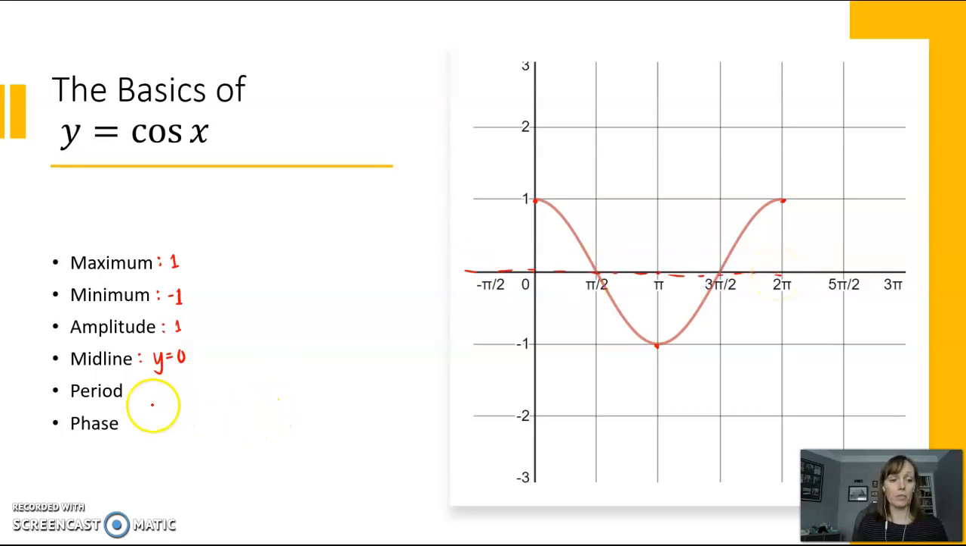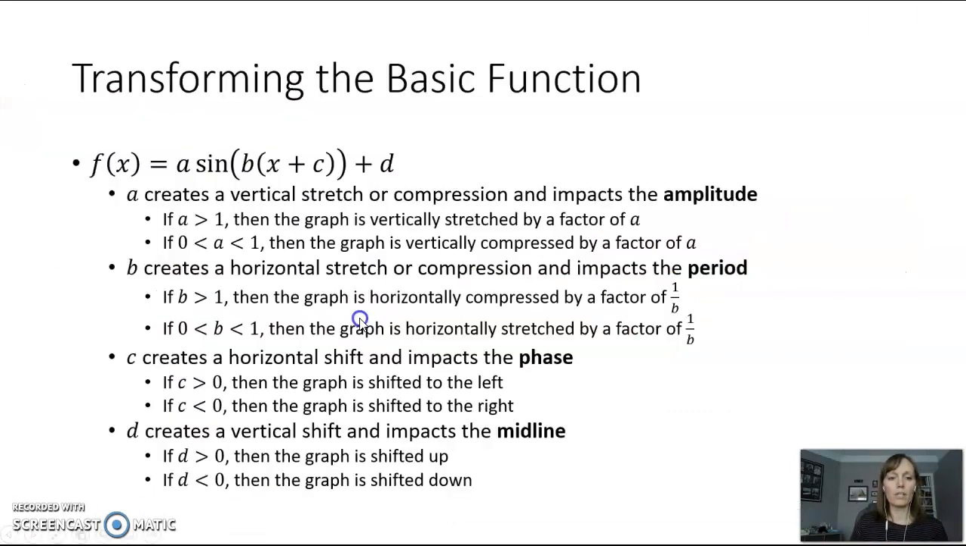The period for cosine to complete one cycle is 2 pi. And for the basic graph of cosine, the phase is 0 to 2 pi. So that's the starting point and the ending point for its phase. Now, I want to talk about the transformations. Rather than taking the time to write all this down, this is a great screen to just screenshot and keep handy. But I just want to point out where we're going to see these transformations occur.